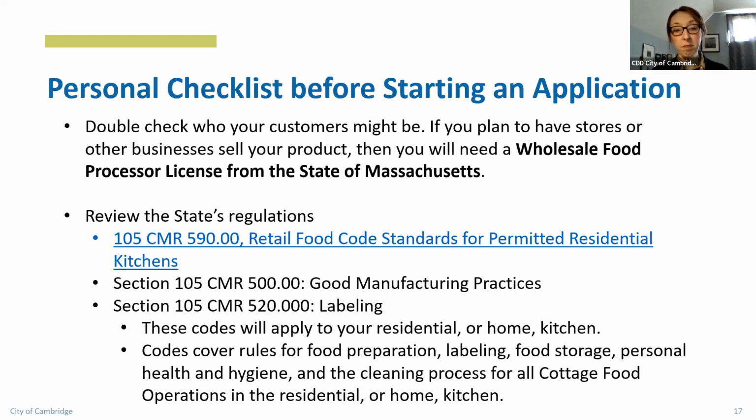information about labeling. It's going to be very important to spend some time getting to know the labeling requirements because these codes apply to residential and home kitchens, and they also cover rules for food preparation, food storage, personal health and hygiene, cleaning processes for all the operations in the home and in the kitchen, and also cover how your labels are going to have to look when you are applying for your cottage food permit. So this is an important section to spend some time with and get to know before you start your application with the city of Cambridge.